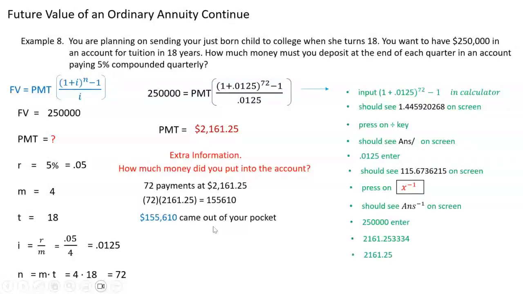Really, that's how much money came from your pocket, and you got 250,000. So you subtract that amount from the 250, which made about $94,390 in 18 years, which is very, very good, right? All that money you got extra.